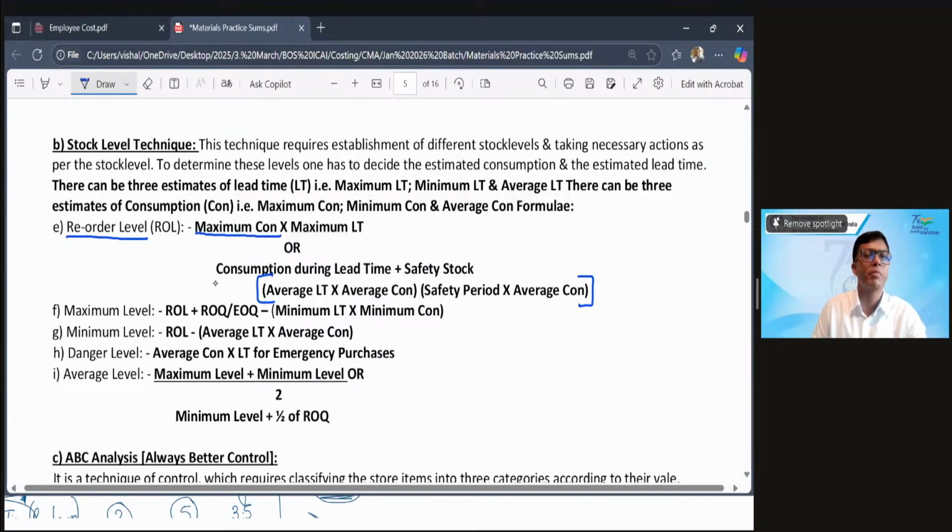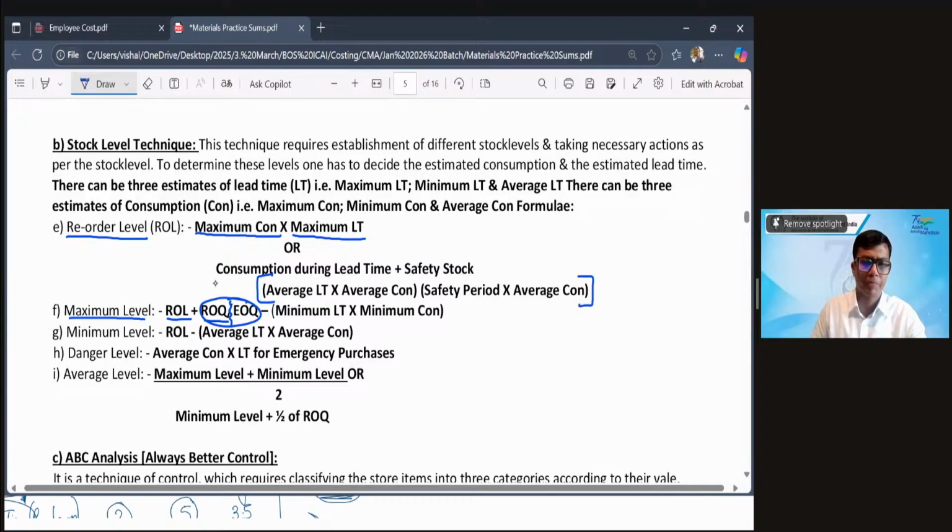Now it is maximum consumption multiplied by maximum lead time. And then you have the other formula, maximum level, which is ROL plus ROQ. ROQ means EOQ. So it is ROQ or EOQ, whatever, minus minimum lead time into minimum consumption, etc.